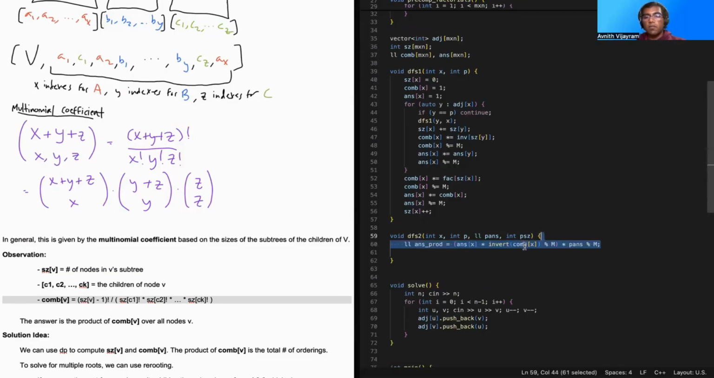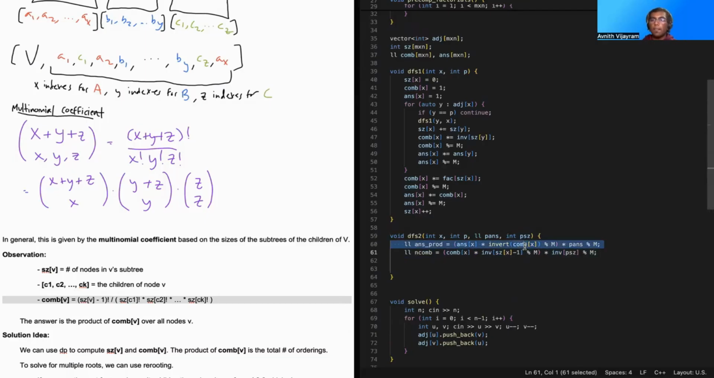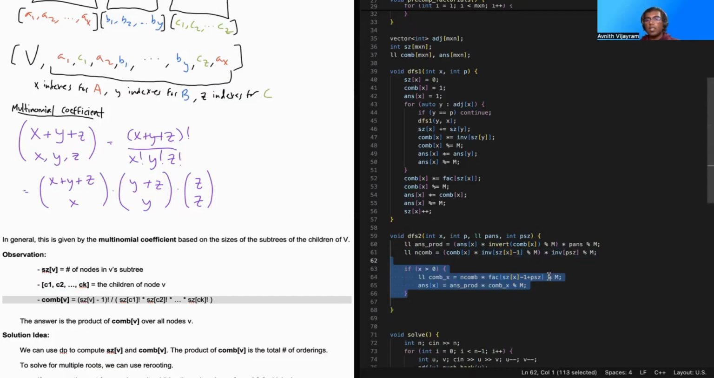And what we'll do is first, essentially we're removing the current multinomial coefficient at X since we'll have to update it. And we'll update it by removing the current size of the subtree and adding it to include the size of the new child, since P is no longer the parent anymore. It's now the child since X is the root. And then if X is not 0, we can update our answer, right? So the new combination of X is now the total size including the subtree of P, since P is now a child. And we can use that to update our answer. So answer of X now stores the answer if X was the root.